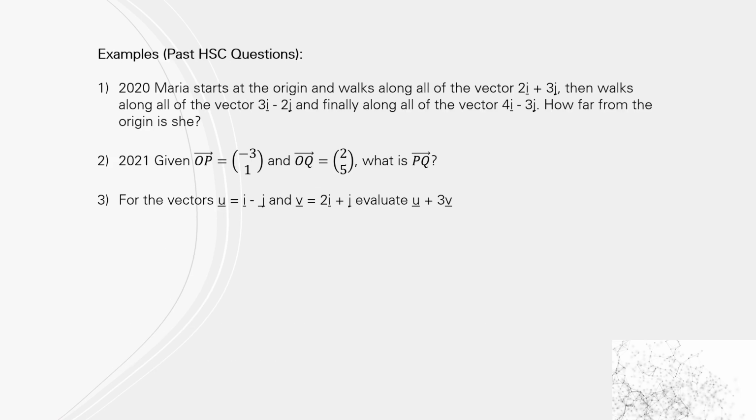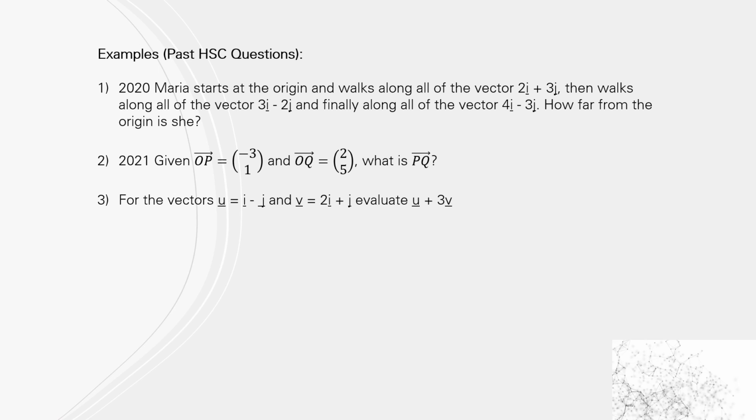So here are some past questions. We've got one from the 2020 HSC: Maria starts at the origin and walks along each of those vectors. How far from the origin is she? So I'm going to represent them as column vectors and then have a look at that operation.